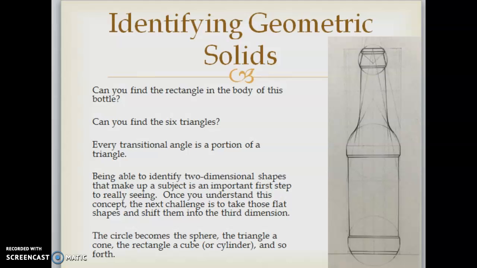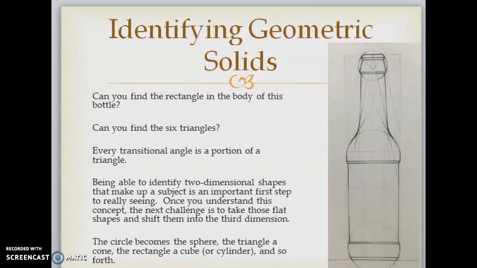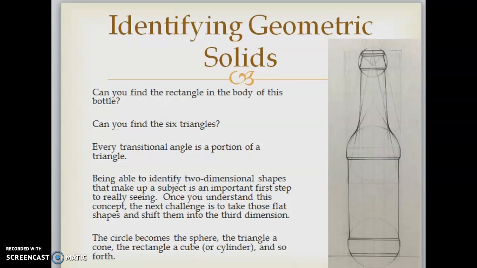Identifying geometric solids. Can you find the rectangle in the body of this bottle? Can you find 6 triangles? Every transitional angle is a portion of a triangle. Being able to identify two-dimensional shapes that make up a subject is an important first step to really seeing. Once you understand this concept, the next challenge is to take those flat shapes and shift them into the third dimension. The circle becomes the sphere, the triangle a cone, the rectangle a cube or cylinder, and so forth. Hold up a bottle. Ask how many two-dimensional shapes do you see in this bottle? Squares, triangles, circles, etc.